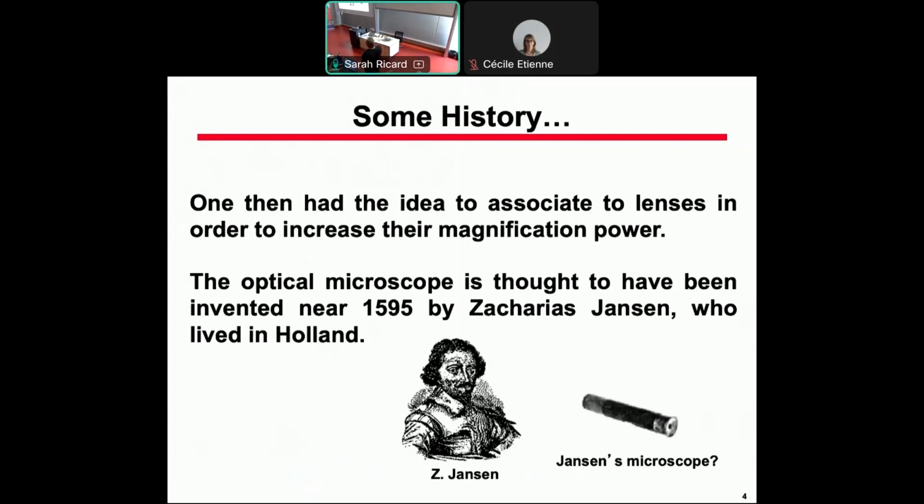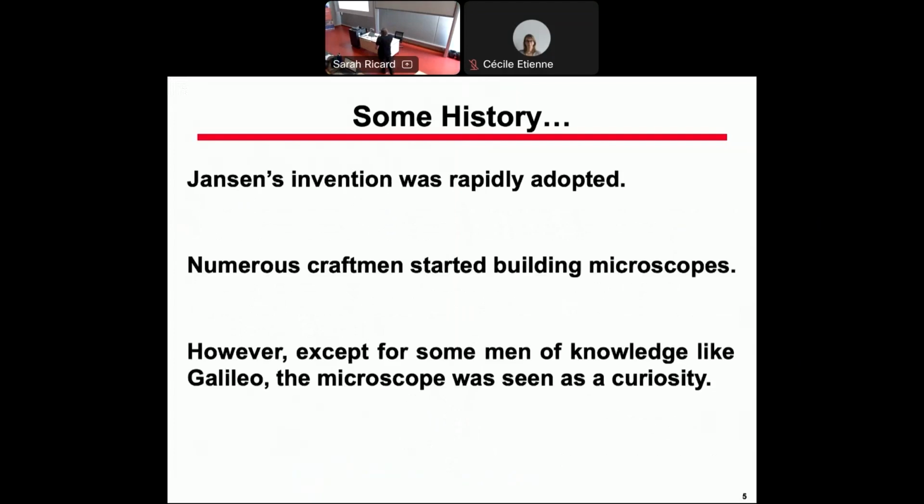monocular lenses were not powerful enough because the progress of textile made the wires too small. So it really came, in fact, from a technological problem, not from science. Many people were building microscopes because it was quite funny. It was really a curiosity.